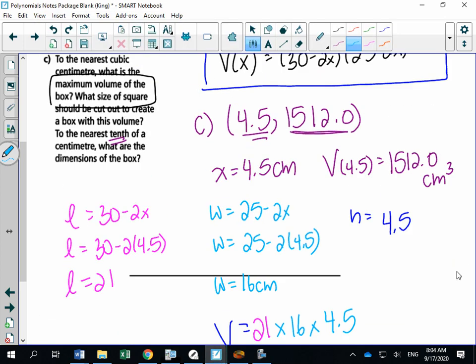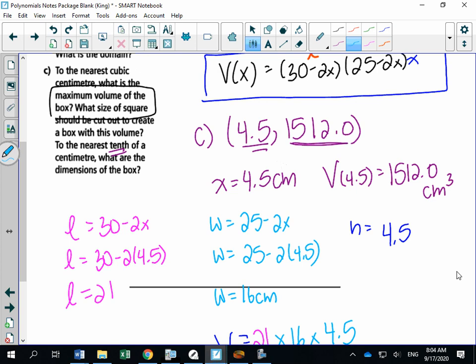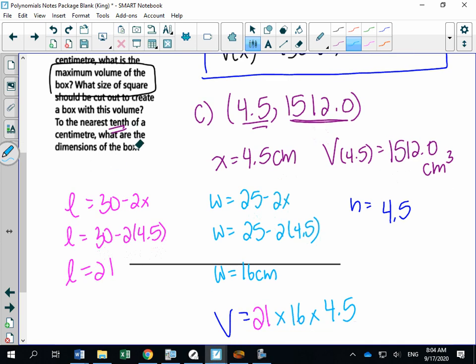Okay, so that's how we would do C. And when it says what are the dimensions of the box, we have that labeled here. It says to the nearest tenth, so I guess I should say 16.0 centimeters. This one should be 21.0 centimeters and 4.5 centimeters. Those are the dimensions of the box. The volume of the box would be 1512.